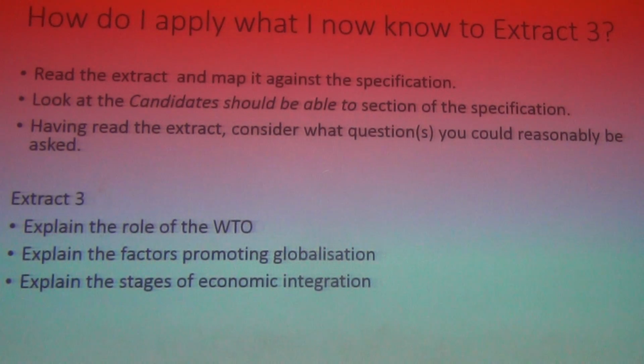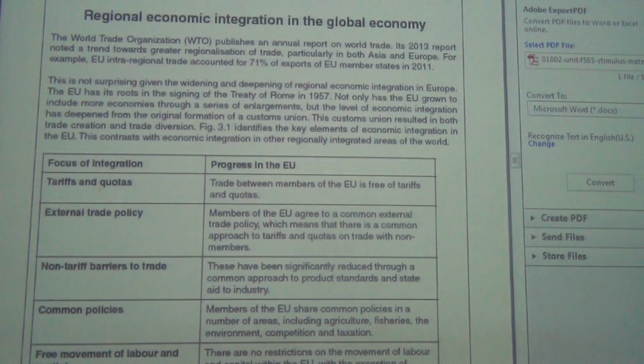Okay, so it's quite a short extract. Let's bring that up again. Only 2 paragraphs. EU intra-regional trade accounting for 71% of exports of EU member states in 2011. So that just shows you intra, so it's within the European Union. Almost 3/4 of trade takes place with the member states of the European Union, of which there are of course 28, and Croatia is the most recent country to join in 2013.